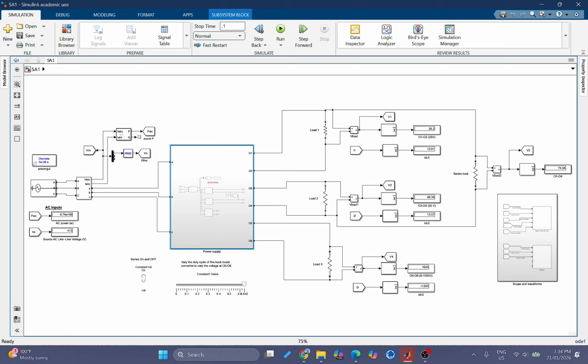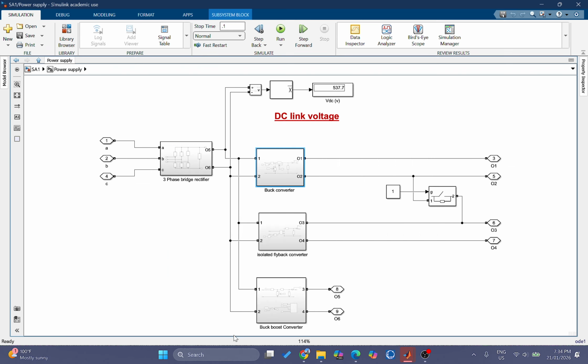The key idea here is we have one DC link but multiple independent DC to DC converters, and this system architecture provides modularity and easy expansion. We can keep on adding here.